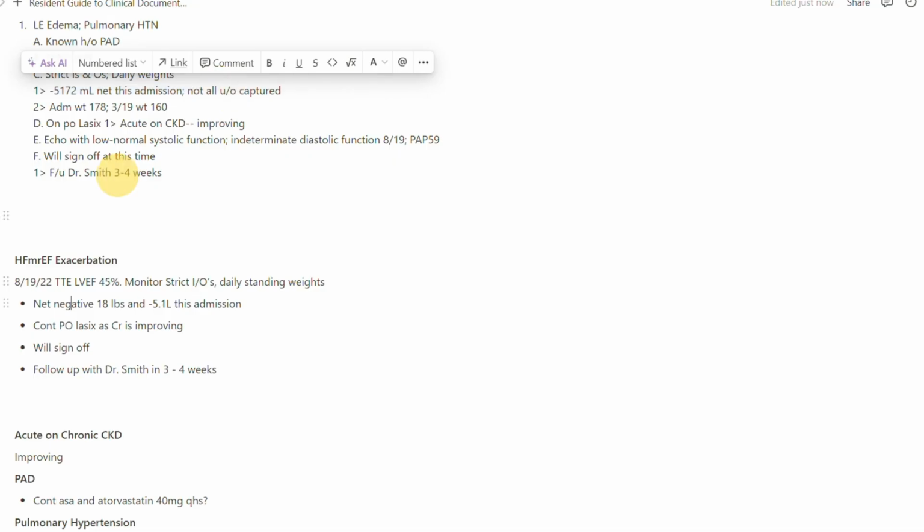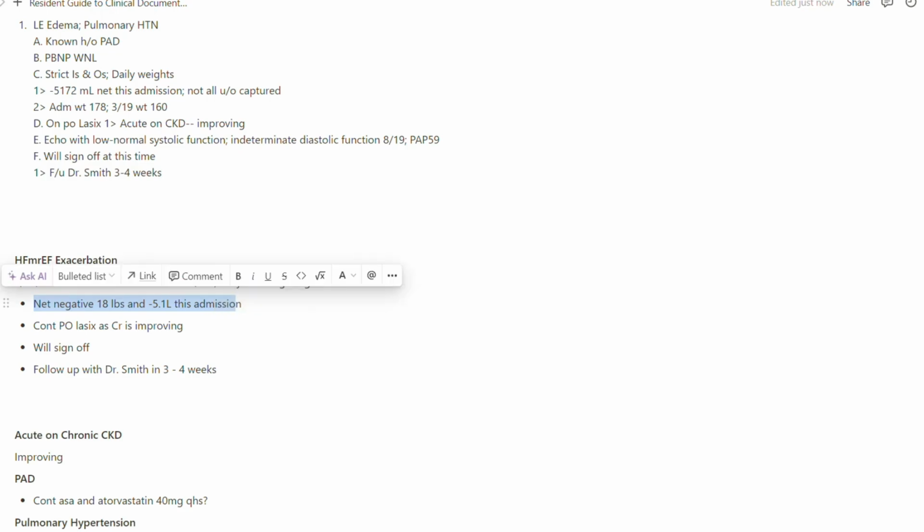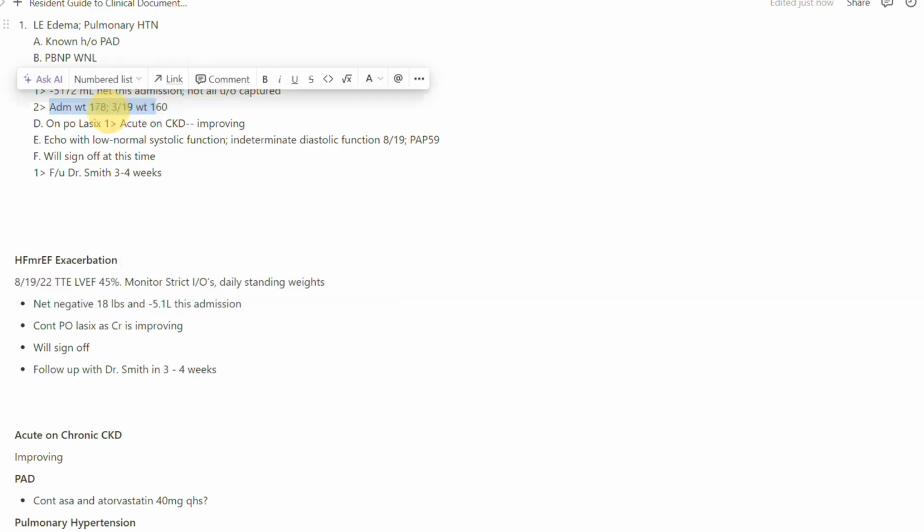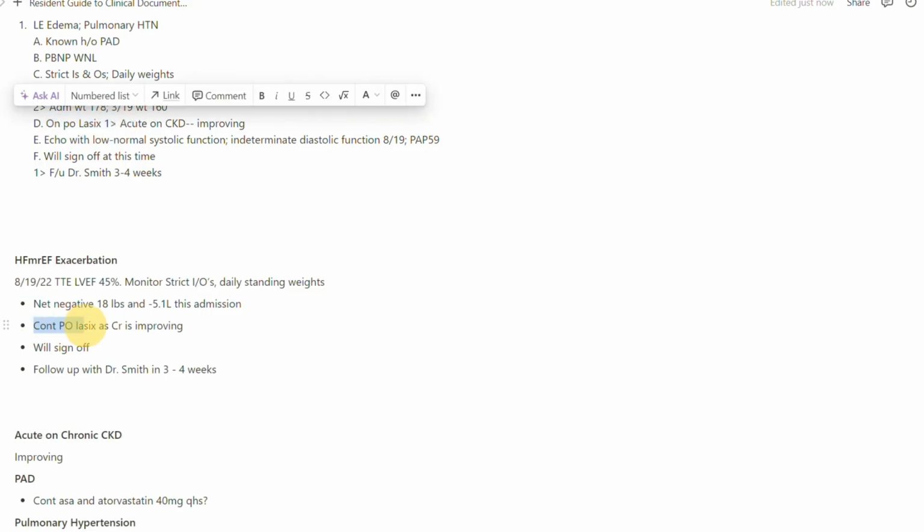Again, that's similar to my old note. I would just move that. Is that something we're going to be monitoring every day to keep track? I would put that into a bullet point and just put net negative 18 pounds and negative 5.1 liters this admission. And that's what she has here, the admit weight and the current weight. So on PO Lasix, 1, I'm not sure what the 1 means, so I'm assuming they mean continue PO Lasix. They're the cardiologist, so I'm going to change that to continue PO Lasix.